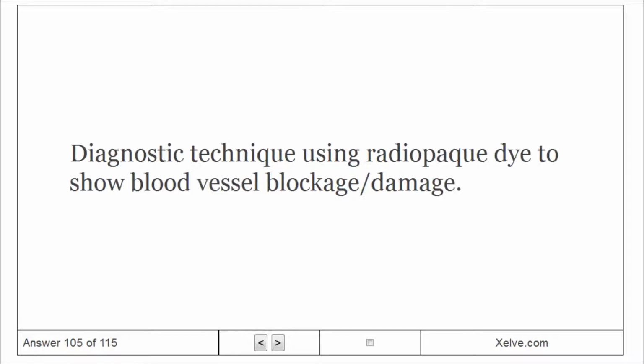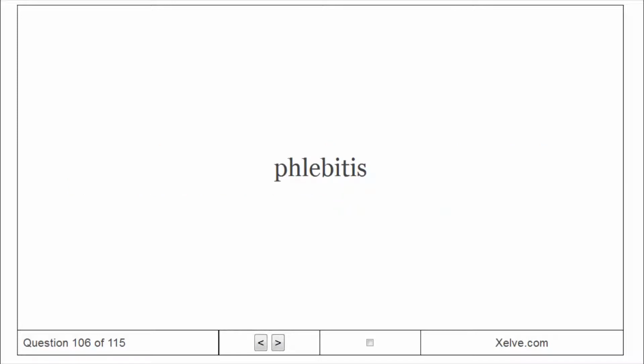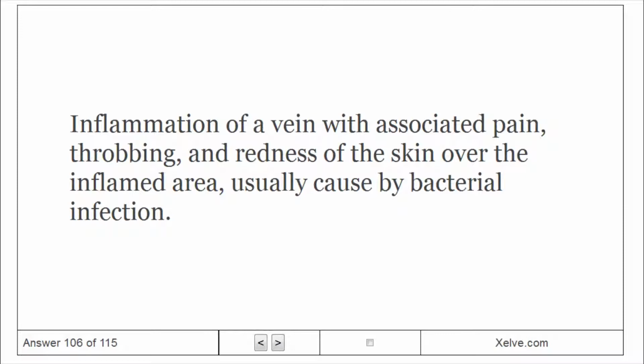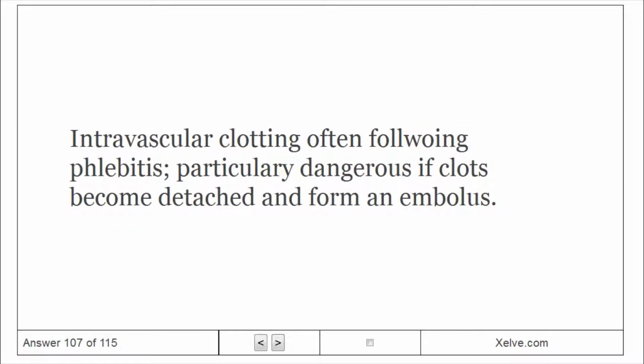Angiogram, a diagnostic technique using radiopaque dye to show blood vessel blockage, damage. Phlebitis, inflammation of a vein with associated pain, throbbing, and redness of the skin over the inflamed area, usually caused by bacterial infection. Thrombophlebitis, intravascular clotting often following phlebitis, particularly dangerous if clots become detached and form an embolus.